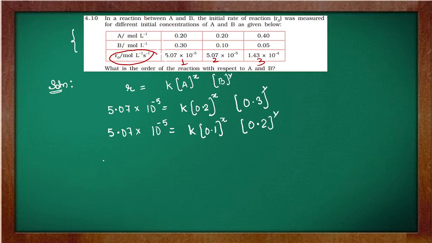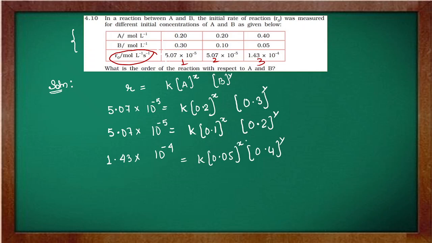Here the power is x. The last one is 1.43 into 10 to the power minus 4 is equal to k, concentration of 0.05 and 0.4, and this is again your y and this is also your x.